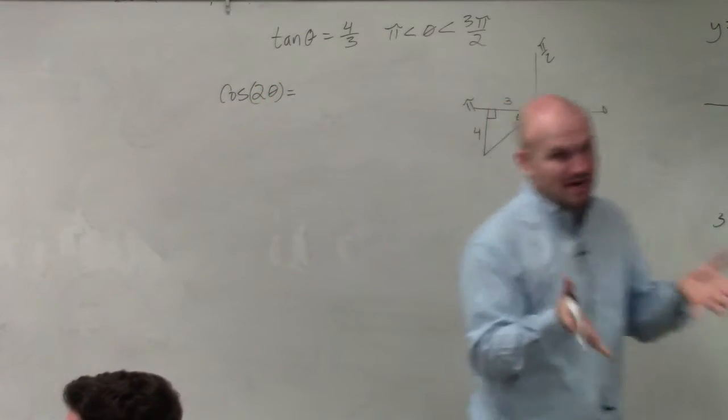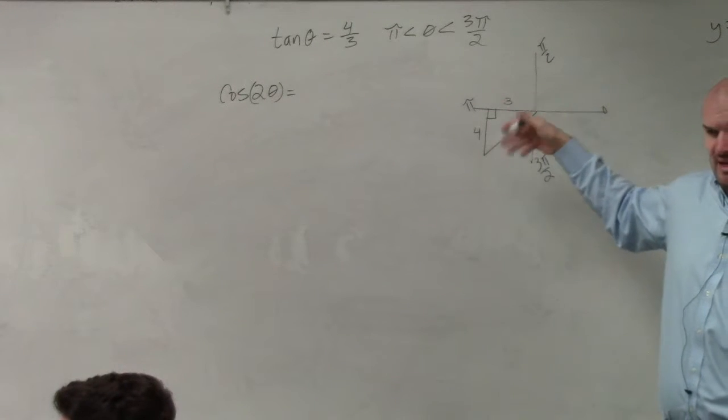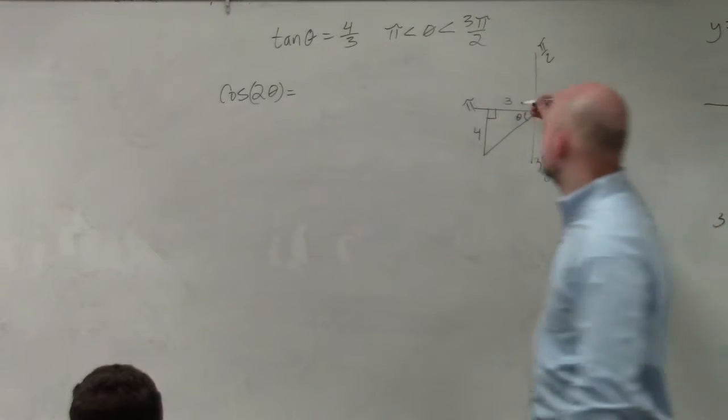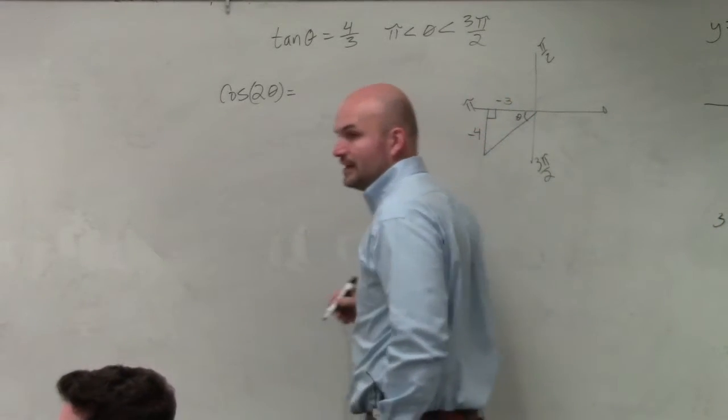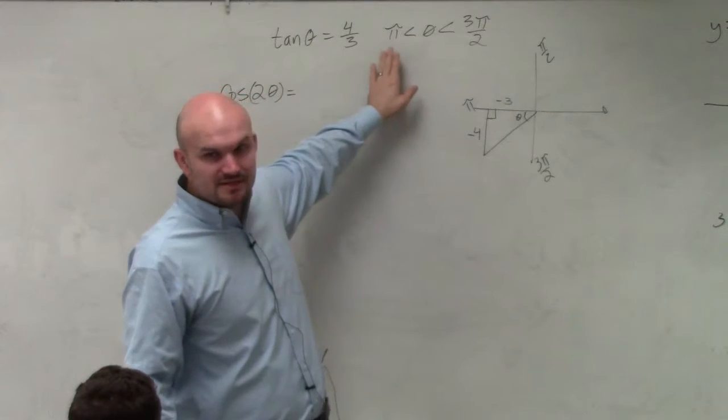Now, notice which quadrant we're in right now. We're going to the left and we're going down. Shouldn't those be negative? Yes. OK? But notice that a negative divided by a negative is a positive. That's why tangent is positive. OK?